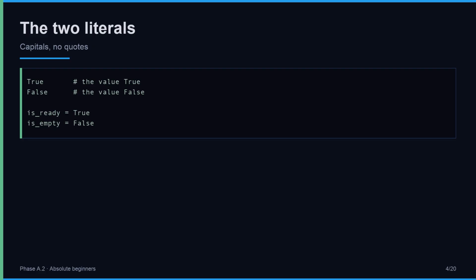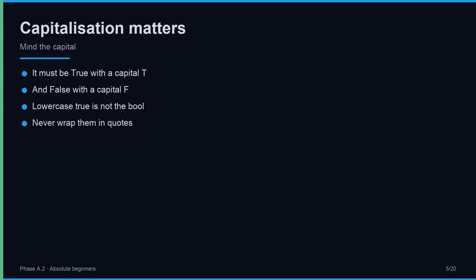Capitalization is not optional here. It must be True with a capital T, and False with a capital F. Write true in lowercase and Python will not recognize it as the bool, it will think you mean a variable name. And never wrap them in quotes. Quoted "True" is just text, an ordinary string, not the bool. These two slips catch every beginner once. After today, they will not catch you.